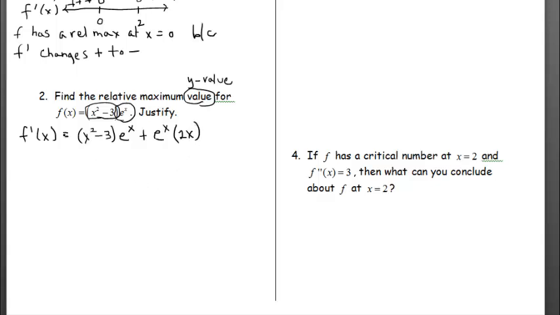All right, so we're looking for critical numbers. So set the derivative equal to 0. Notice you can factor out e to the x from both these terms. Here in the next line I'll rearrange these terms. Set each factor equal to 0. So I'll rearrange and set equal to 0.